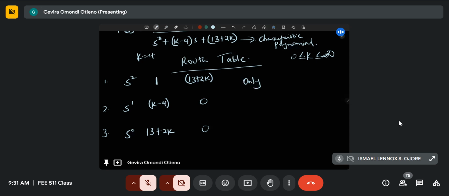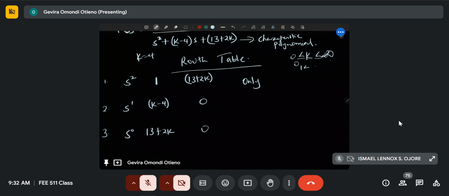So there's no way we can make that 0. So we leave it. We go to the second row. We see that in the second row, there's already an element with a 0. So we only have k minus 4. But k can fall between 0 and infinity. So if k was made to be equal to 4, you can clearly see that the entire row will go to 0.